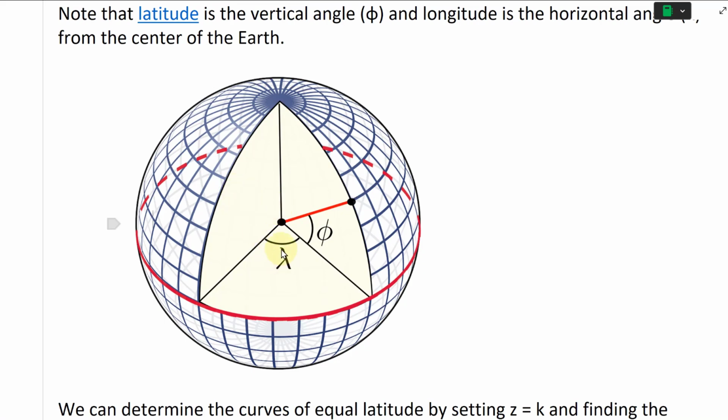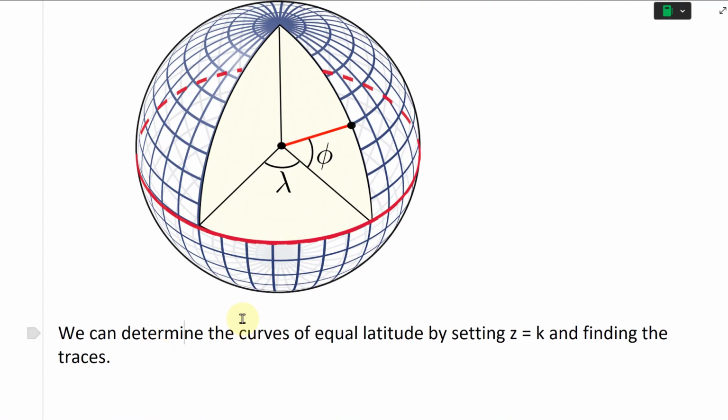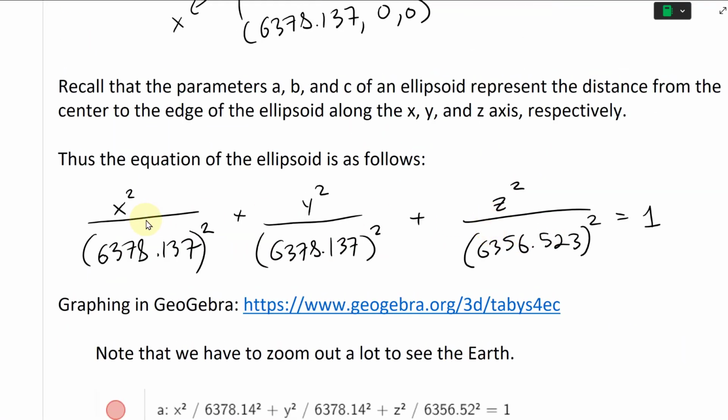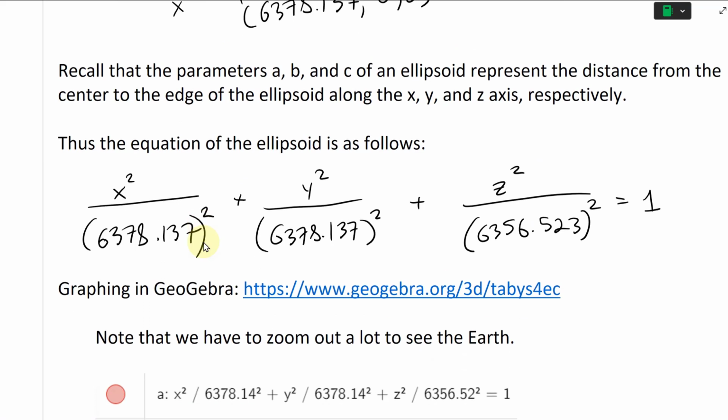And then this is lambda, this angle from here to here. If we have the same angle everywhere across, that's going to be these lines there, those are the meridians, and that's going to be the ellipse, the whole vertical ellipse. So horizontal circles and a vertical ellipse, and we'll see that. So we can determine the curves of equal latitude by setting z equals k and finding the traces. So we have this equation, put z equals k and find the traces, and so let's just put that in.